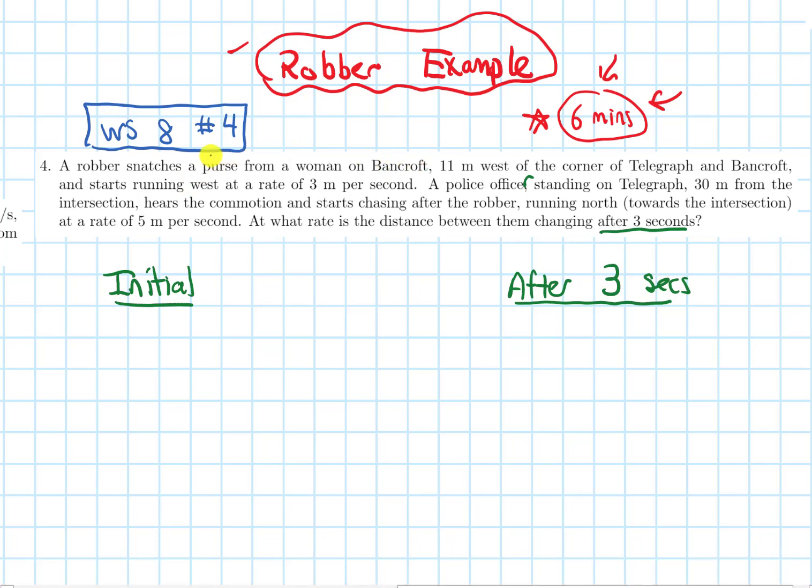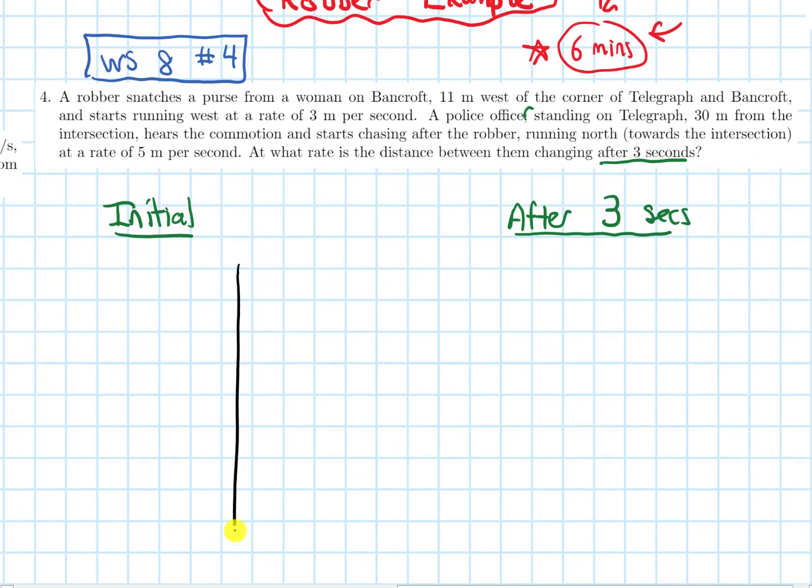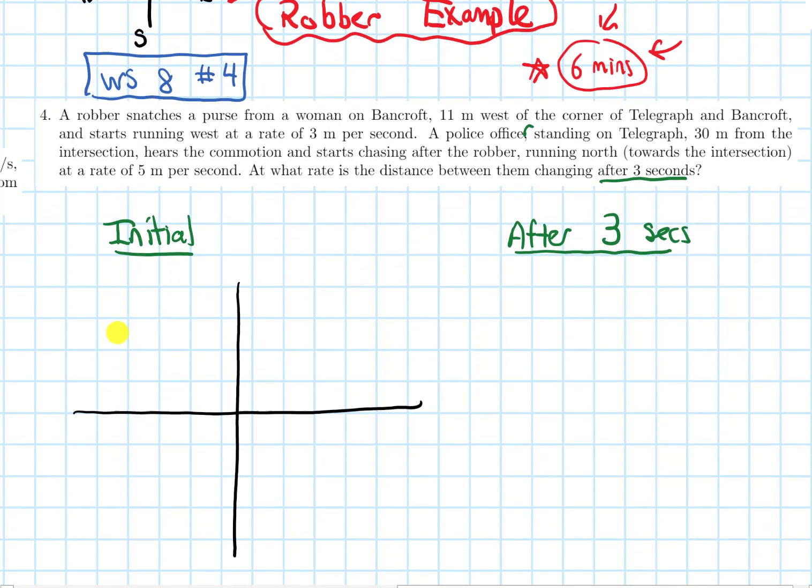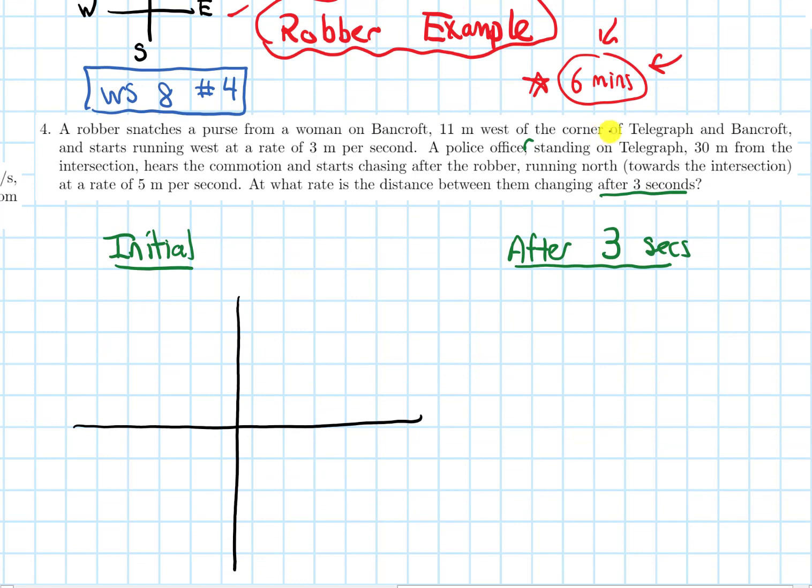It tells me something about this person running west, and something else about them running north. So I'm going to draw one street going north-south like this, and one street going west-east like this. Remember that this direction is north, this is south, east is to the right, and to the left is west. The corner of these two streets is where they intersect.